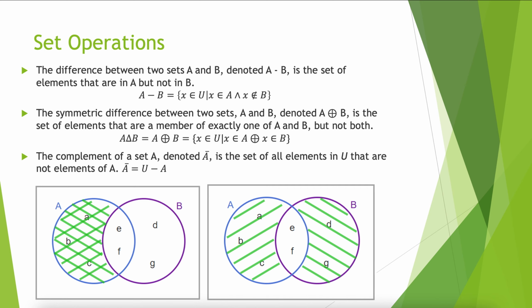So remove this part, the intersection part, everything else is what you're going to look at when it comes down to symmetric difference. And the complement of set A, denoted as A with a dash on top, is a set of elements in the universal set that are not the elements of A. So basically A dash is U minus A.